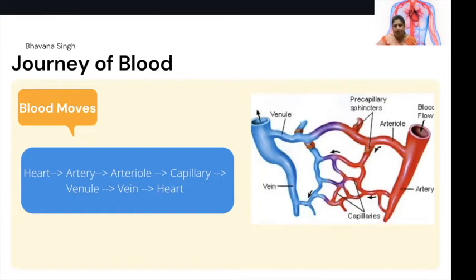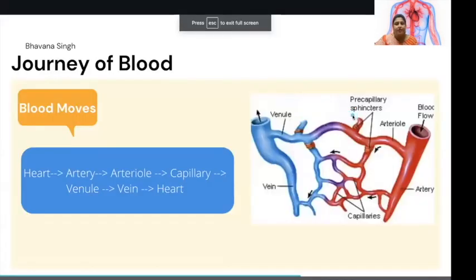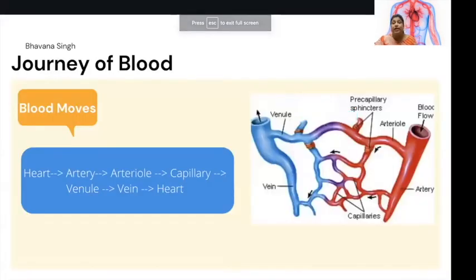Now capillary. You can see there is a purple color in between the red and blue. That purple color is actually capillary. What is the work of capillary? Capillaries join the arteries and veins, arterioles and venules, so that they can exchange blood, oxygen, nutrients and also the waste.